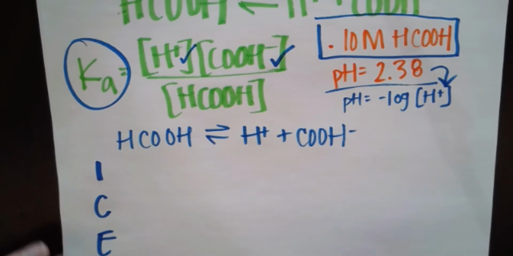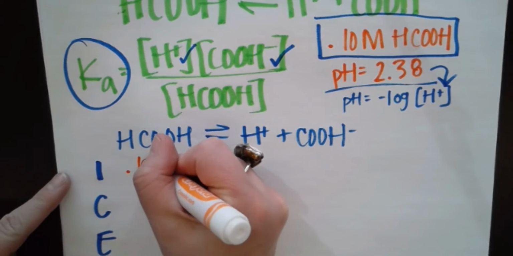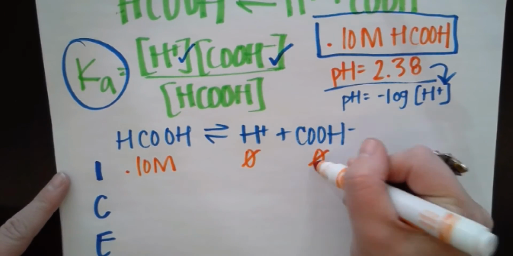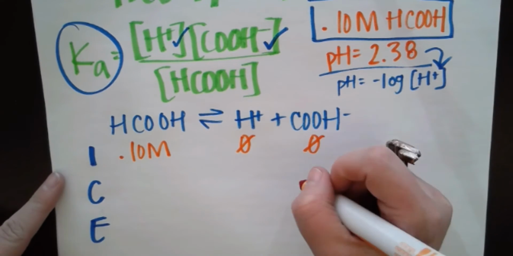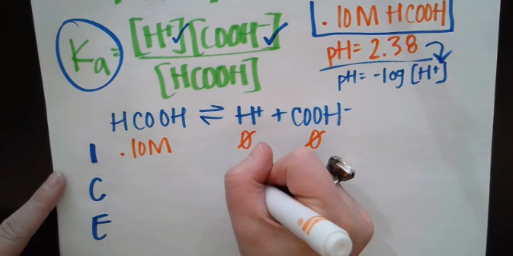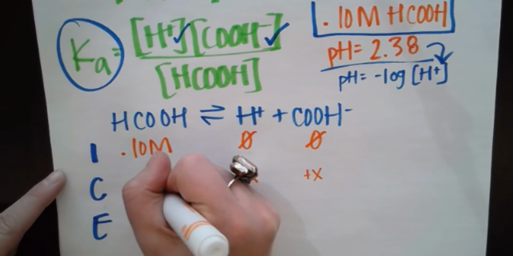So initially, let's do this in orange. Initially, we had 0.10 molar of our acid. We had no hydrogen ion, no anion. We're just going to represent these as x. So this is plus x, this is plus x, this is minus x.